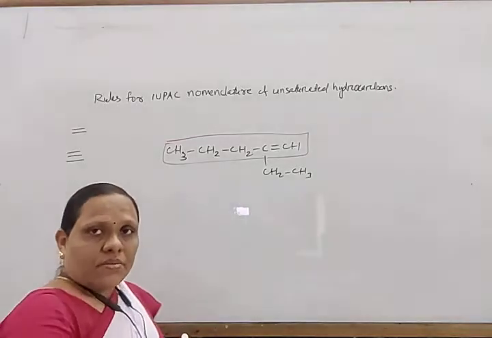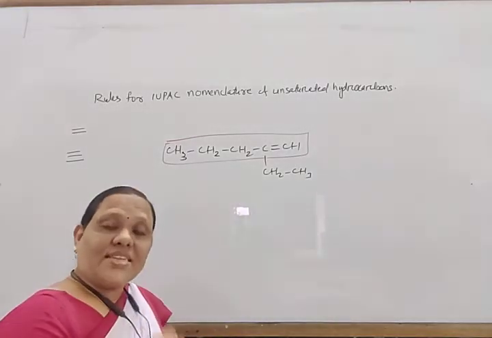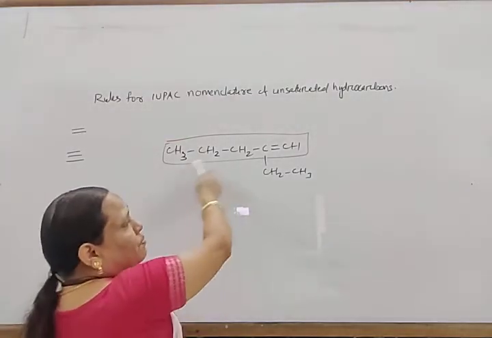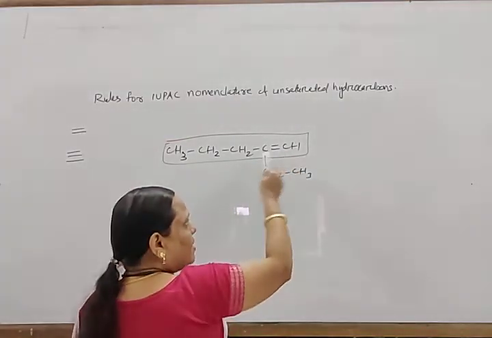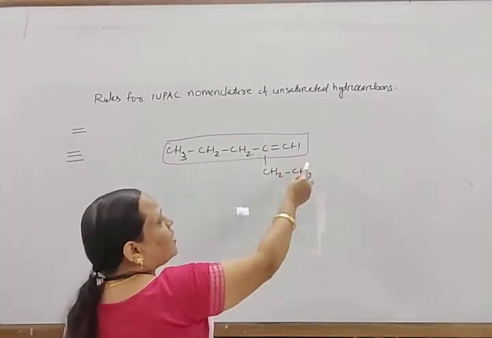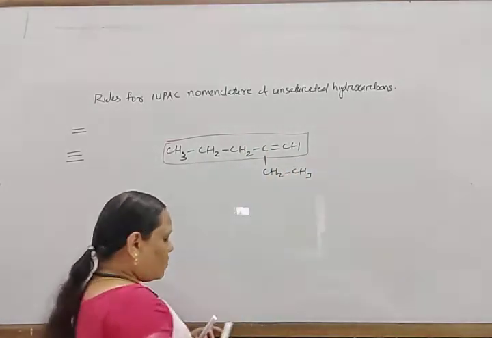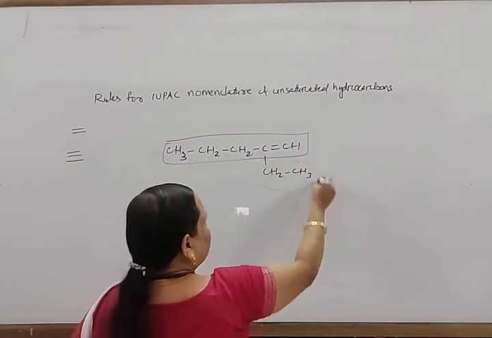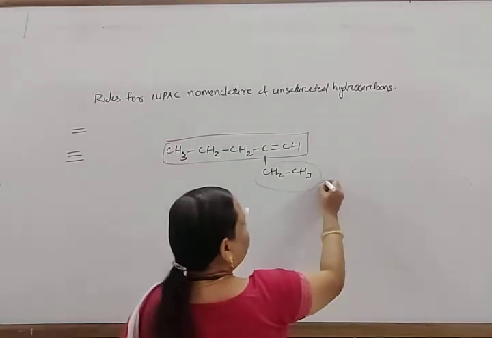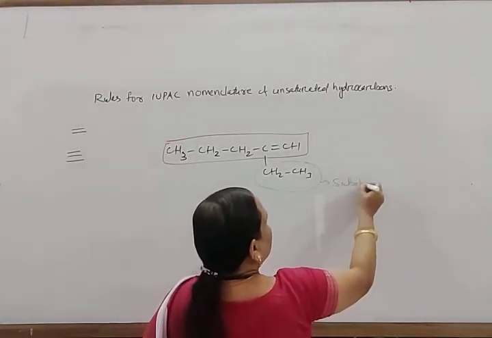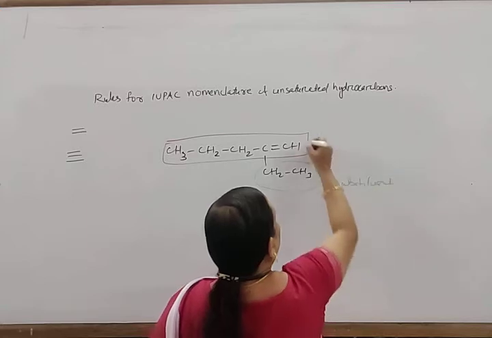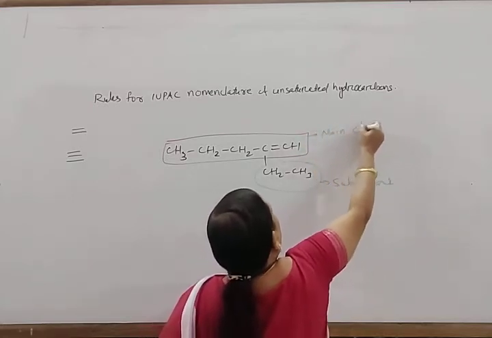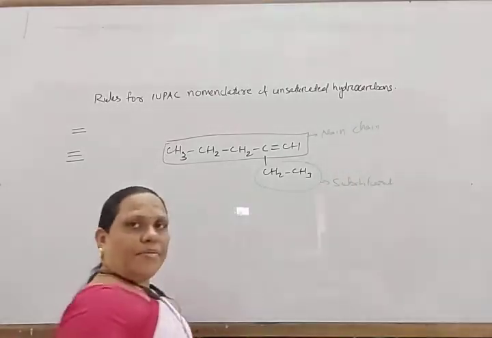The chain which contains the double bond is generally considered as the long chain or parent chain. So this is the parent chain, or the word root, and this group is now known as the substituent. This ethyl group is the substituent, and this is the main chain or parent chain.